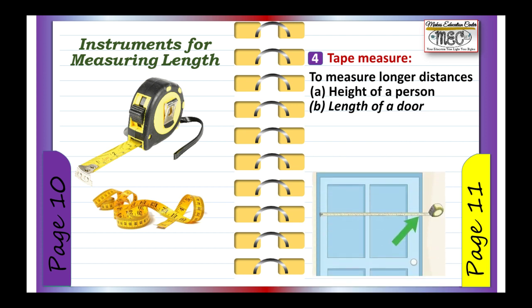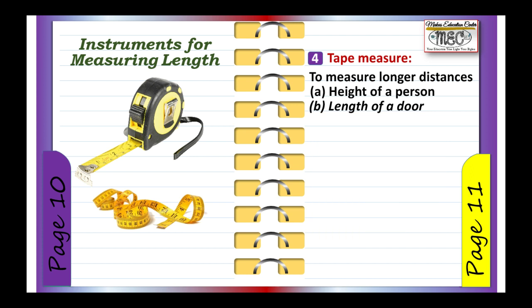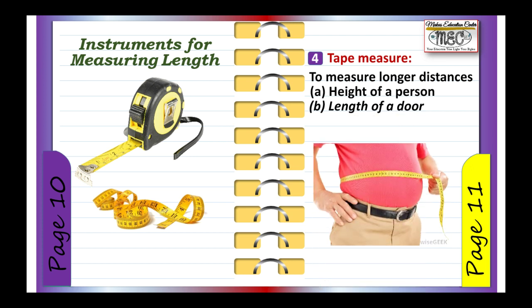You can also use it to measure, for example, the width of a door or the height of a door. You can also use it, for example, when you are measuring the size, the circumference of your body. If you want to know the size of the clothes that you will make for yourself, you see that when your mom or your father are making some clothes for you, they first take your measurements. So what do they use? They use a tape measure.